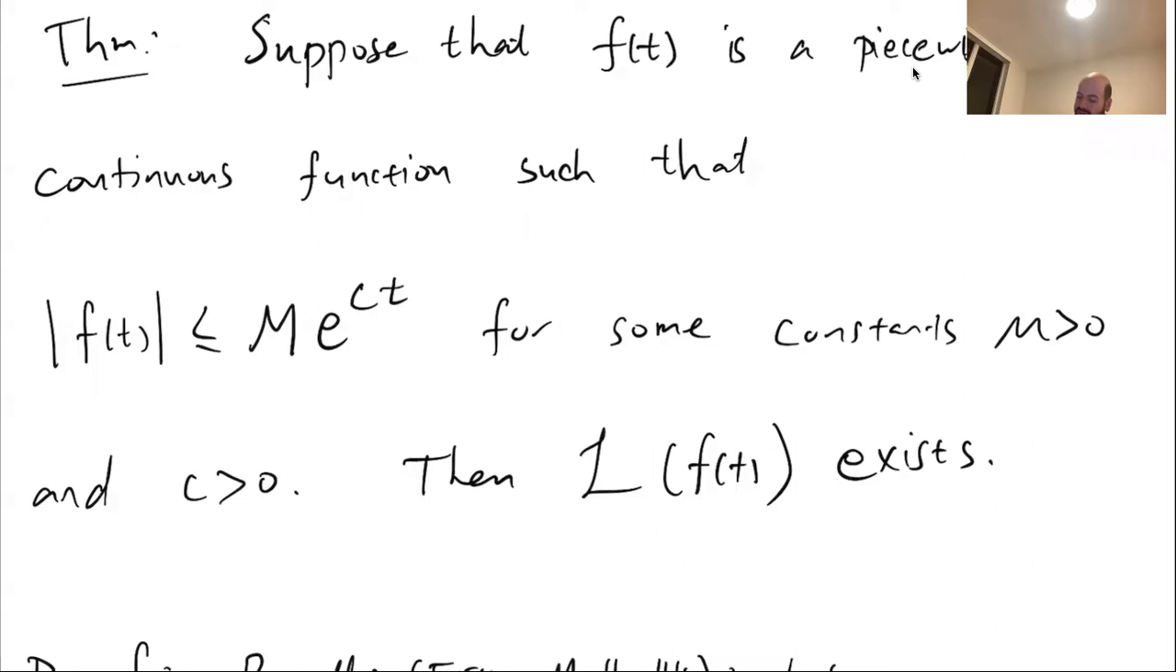Now, in our case, let me set g of t as M e to power ct. Then the integral from a to infinity of e to power minus st times M e to power ct. How much is this? So this is M times the integral from a to infinity of e to power minus (s plus c) times t dt.